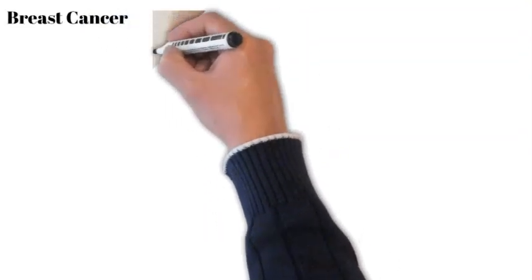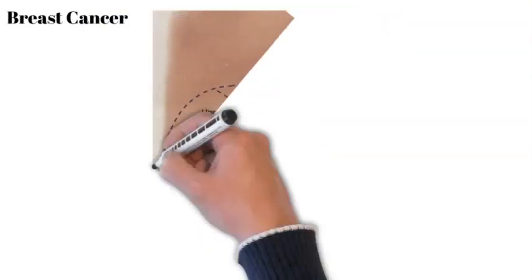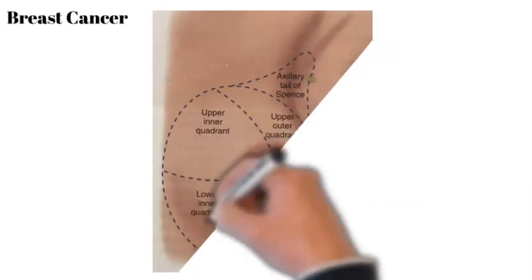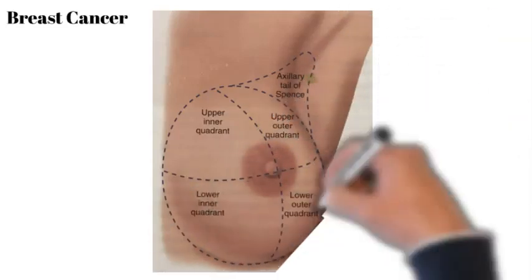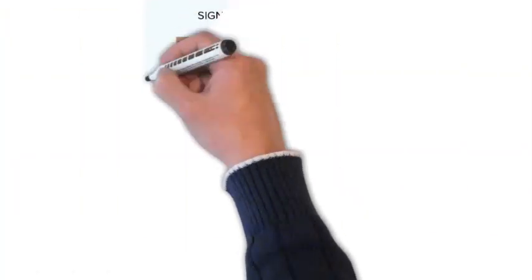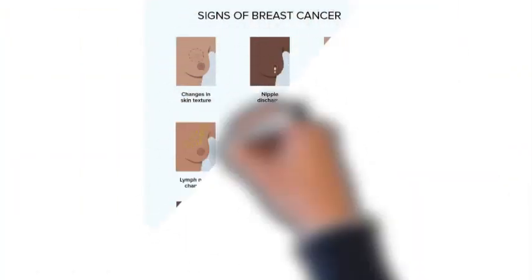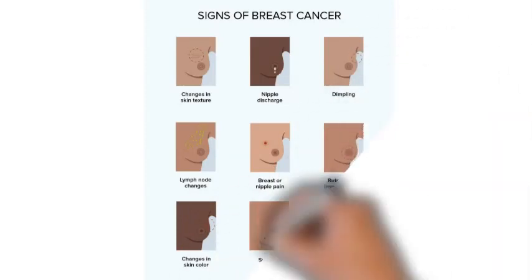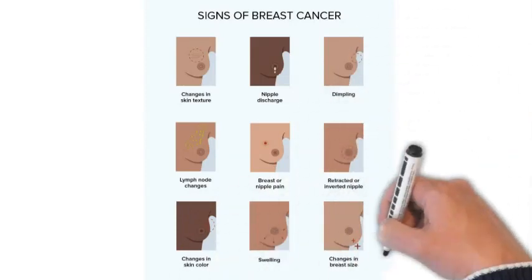Breast cancer. Breast cancer is one of the most common types of cancer in women. It can occur in any of the 4 quadrants of the breast, but it is most commonly found in the upper outer quadrant, as well as in the axillary tail of Spence. Some common symptoms include a lump or mass in the breast, changes in the breast size or shape, nipple discharge or inversion, and skin changes on the breast.